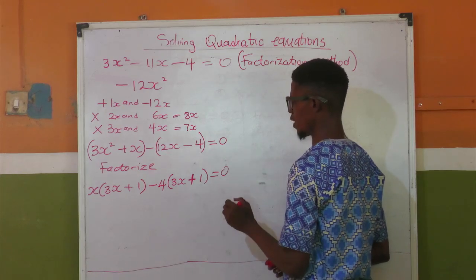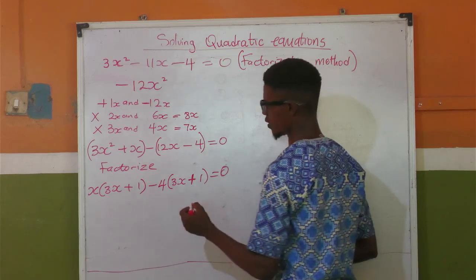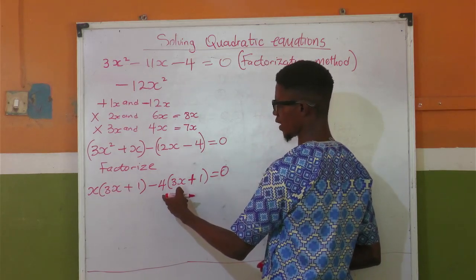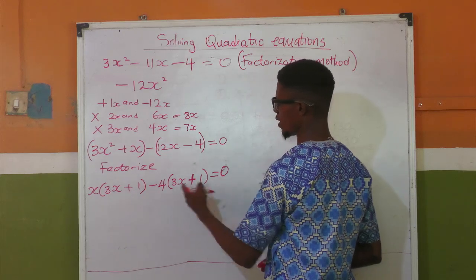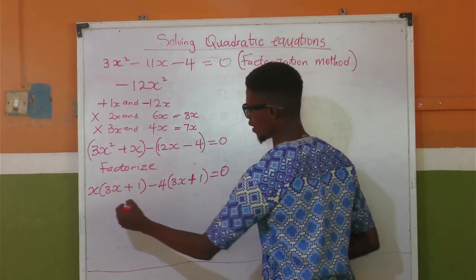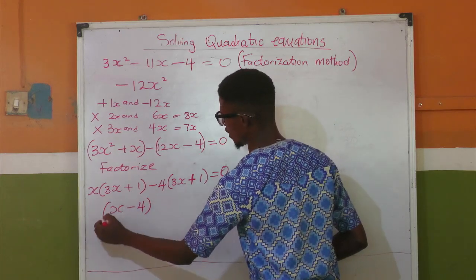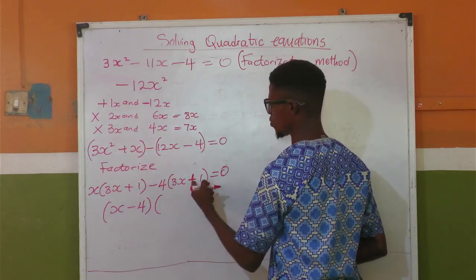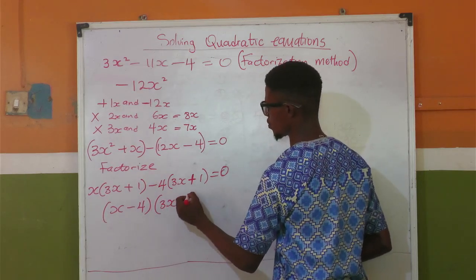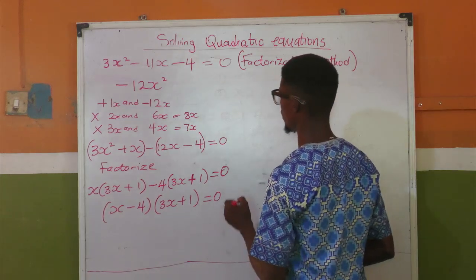So don't forget, equals to 0. Now we are getting to the final point. I'm going to group the expressions that are outside the bracket together, and I'll just pick one of these two. So we have x here, we have minus 4 here. So I group them together: x minus 4 in the brackets. Since we have the same bracket, I just write it as 1. So 3x plus 1 equals 0. Do you get that now?